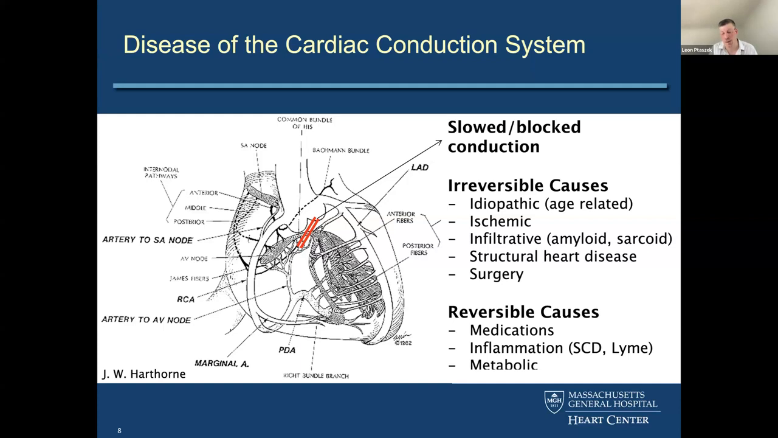And then there's also those people who have undergone cardiac surgery for various reasons in whom either the initial process requiring surgery or the surgical procedure itself leads to disease in the conduction system. There are more rare reversible causes for cardiac conduction system disease, including use of medications or metabolic syndromes, or even inflammatory diseases such as Lyme disease or other rickettsial diseases, for example.